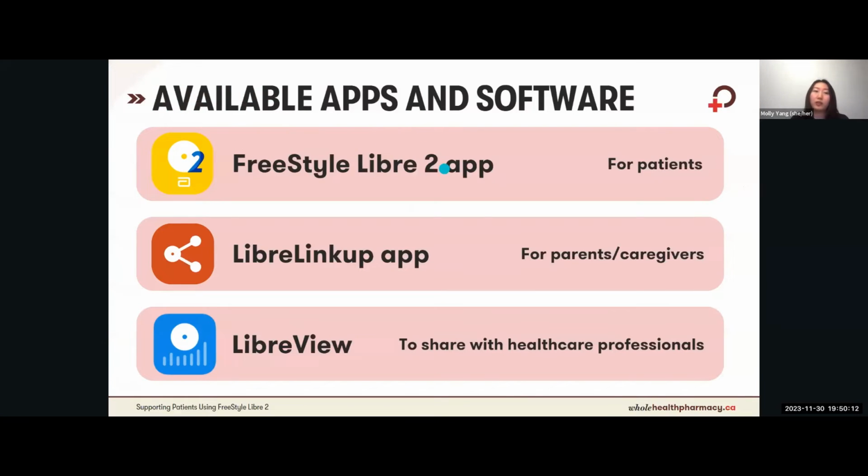So again, there's 3. There's the FreeStyle Libre 2 app. So this is the only app that patients need to worry about. There's the Libre LinkUp app, and this is for patients and caregivers. And there's LibreView, and this is for healthcare professionals. So including pharmacists, you can set up a LibreView account to get data from your patients. And we'll go into that in just the next few slides.